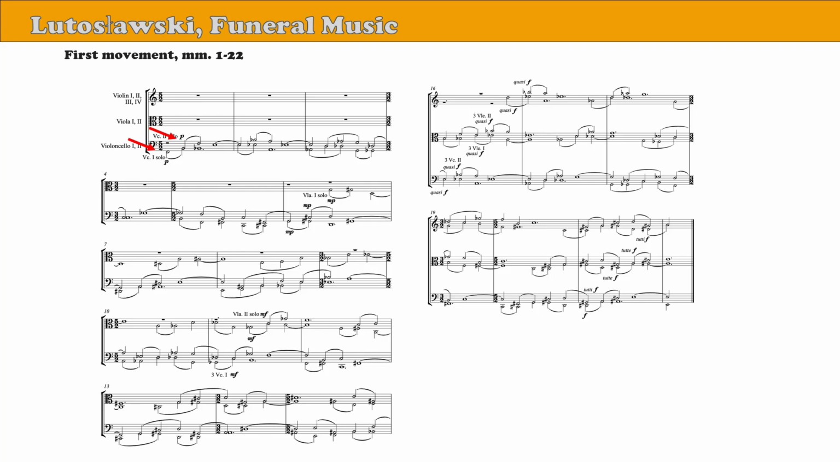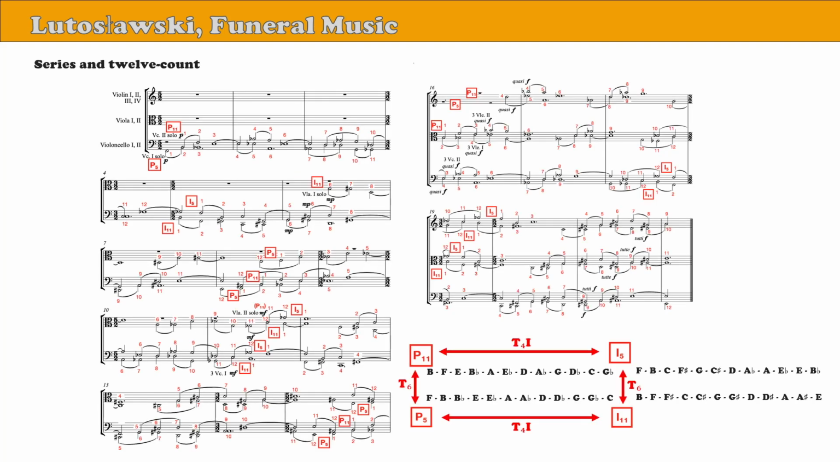Then the texture gradually thickens and the register rises. A viola line is added, then another viola line, creating a quartet. Eventually, two violins join in, and we have a sextet. The process of rising and thickening continues, but we'll stop in measure 22.